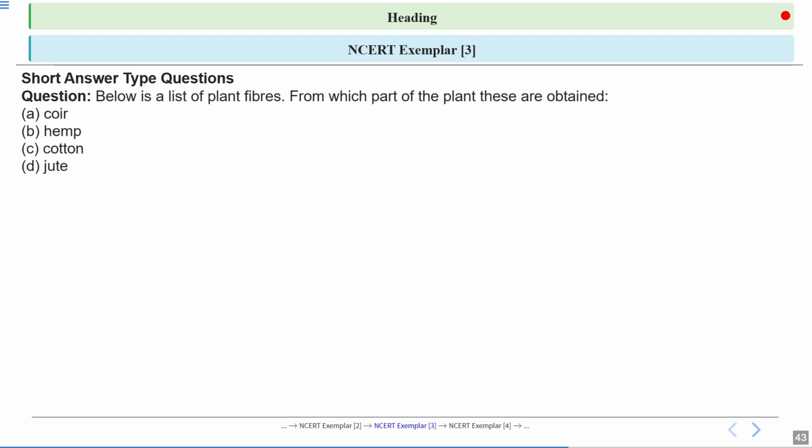Next question. Below is a list of plant fibers. From which part of the plant are they obtained? Which part of the plant do we obtain these from? A. Coir, B. Hemp, C. Cotton, and D. Jute. These are the substances that we use. We get the product from the plant and we use it in our daily life, right? Let us see that.